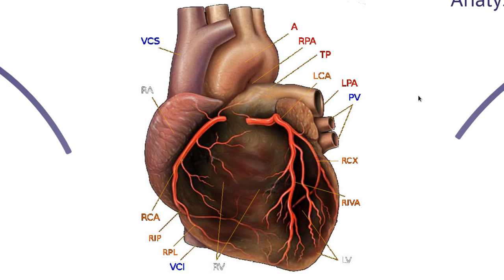Coronary arteries are the blood vessels responsible for bringing oxygenated blood to the cardiac muscle, so obviously they are very important, and they can be subdivided into two major branches. The left coronary artery is LCA and the right coronary artery is RCA.